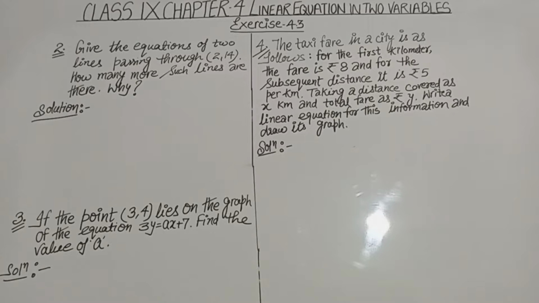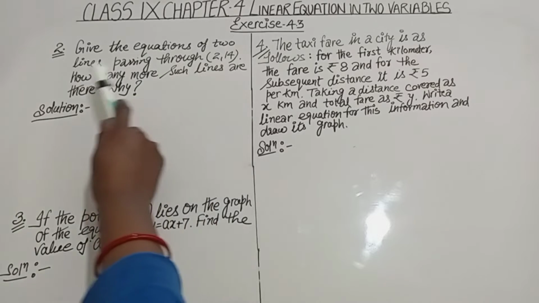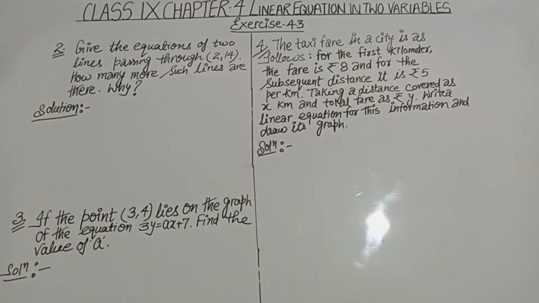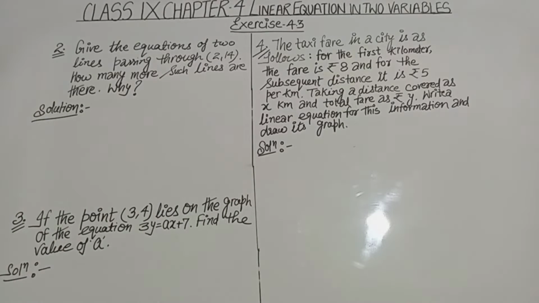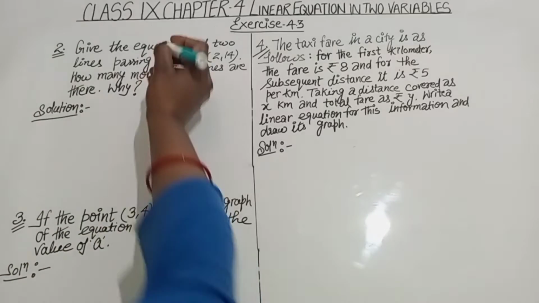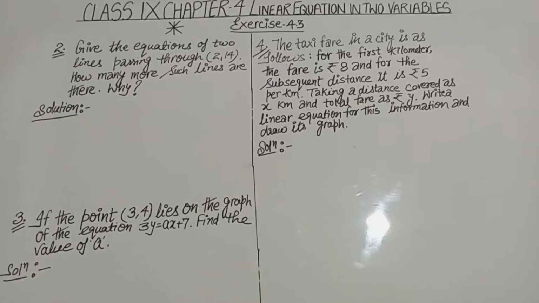Let's read question number 2. Give the equation of two lines passing through (2, 14). How many more such lines are there? And why? So give any two equations. Now let us see, (2, 14) is a point on a coordinate plane, and through any point there are lots of lines going through it. An infinite number of lines pass through a given point, any point.